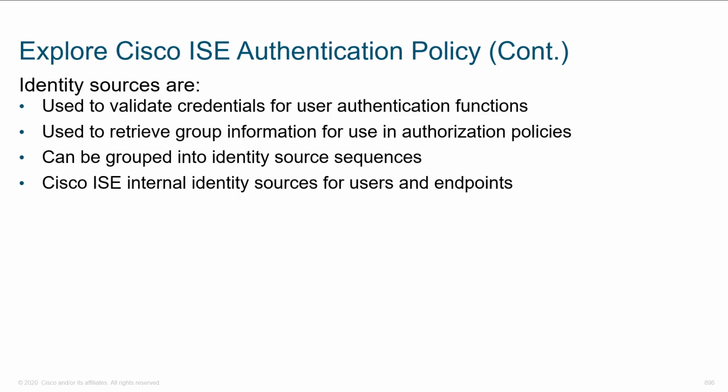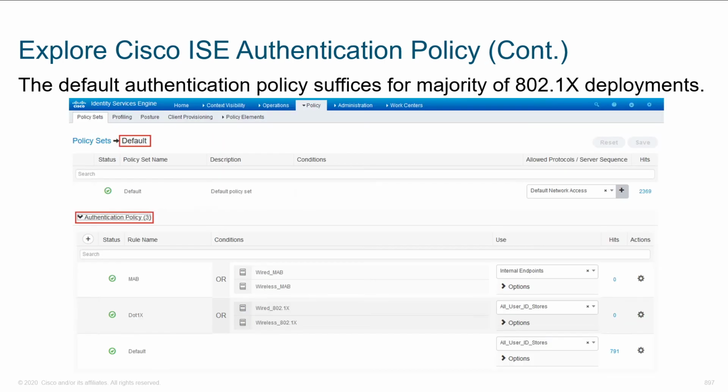So identity sources are used to validate credentials and to retrieve group information. They can be grouped into identity source sequences. And then the Cisco ISE internal identity sources can be used for both users and endpoints, where, of course, typically we use an external source for the users.